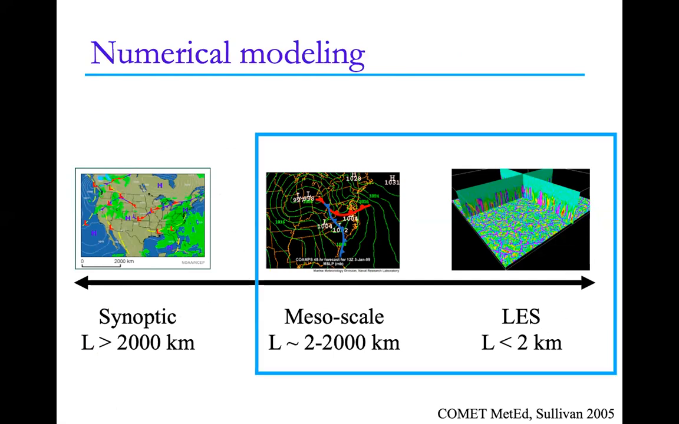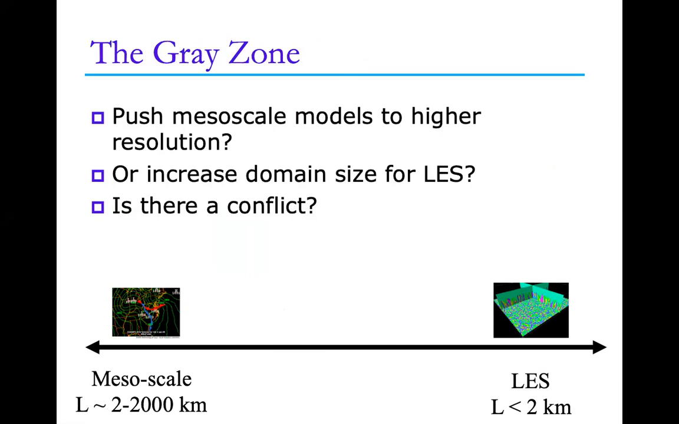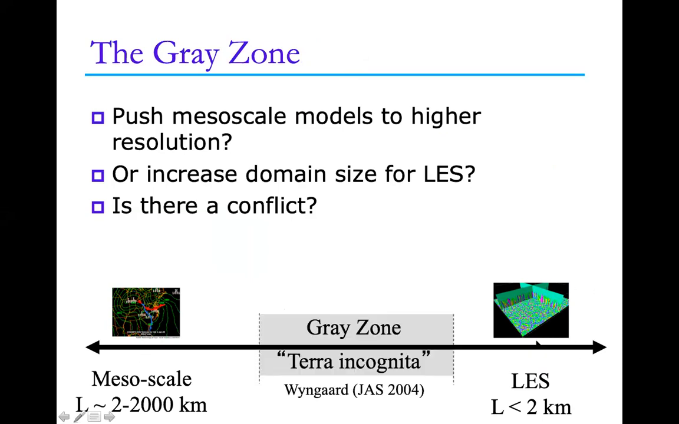So what I'm going to be talking about today is the transition from the mesoscale to the LES. And the question that comes up is, what happens in between what is traditionally done at the mesoscale? Say you might have 10-kilometer resolution, and what's traditionally done at the LES with say 100-meter resolution. And that is called the gray zone, or sometimes the terra incognita, which was a phrase introduced by Wyngaard to describe this problem and the challenges in representing turbulence in these intermediate scales.